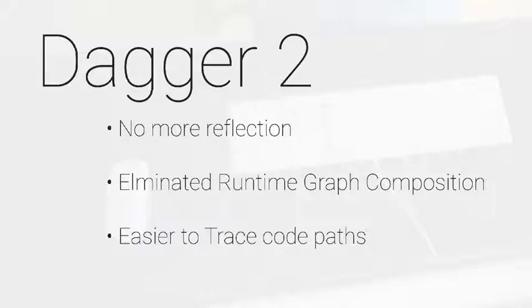Some of the things that were addressed as part of these fixes in Dagger2 is that there was going to be no more reflection. So everything was going to be done with concrete calls, and you wouldn't have to worry about any slow reflection happening at all. Now, this made ProGuard super easy to work with because it didn't really require any configuration.